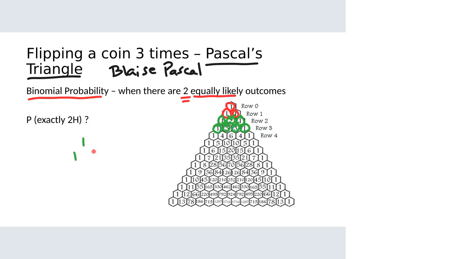I start with a 1. The next one's 1, 1. So the next one, I'm going to have 1's on the edges. I add these two numbers together to put a 2 in here. I know I'm going to have 1's on the outside edges. 1 and 2 makes 3. 2 and 1 makes 3.